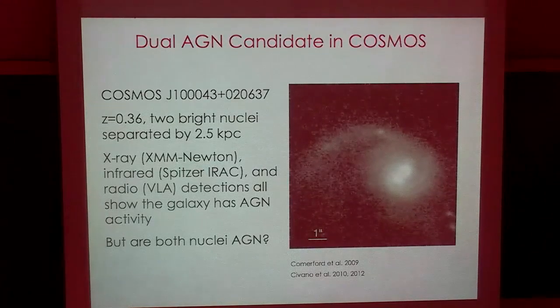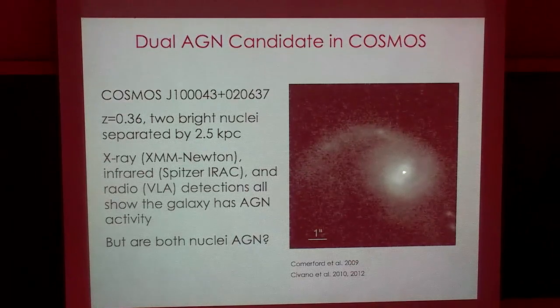Another interesting find was this galaxy. This is COSMOS J1000+0206. So this is a step removed. This is not a double peaked AGN. This is a galaxy that we found randomly through another process entirely, which was basically flipping through HST images of COSMOS galaxies. And this thing jumped out because it's got a very unusual morphology. So it's got this tidal tail that shows it's going through a merger.